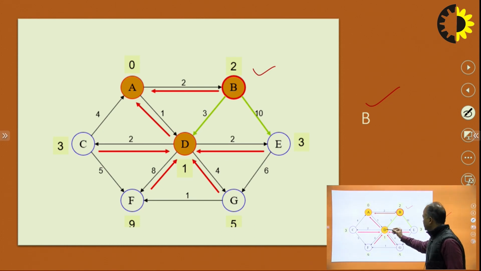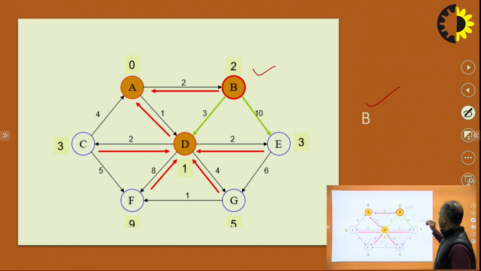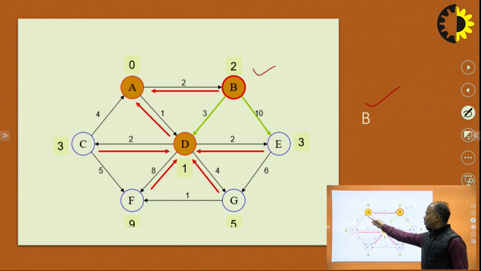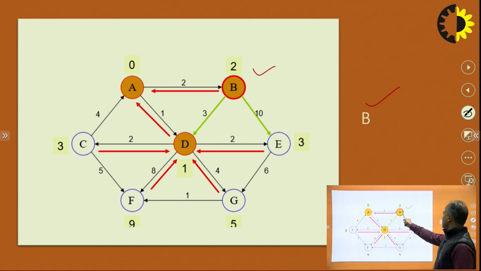So 2 plus 3, it will be 5, but the already minimum one is 1. So therefore we are not taking 5. We need to take the minimum from A to D. Direct one is 1. Via B, 2 plus 3, it will be 5. So therefore we are not taking 5. And B to E, 2 plus 10, 12, and already this value is 3. So therefore we will not overwrite it. We will take the previous value. This is the 3. So we are considering 3 here.